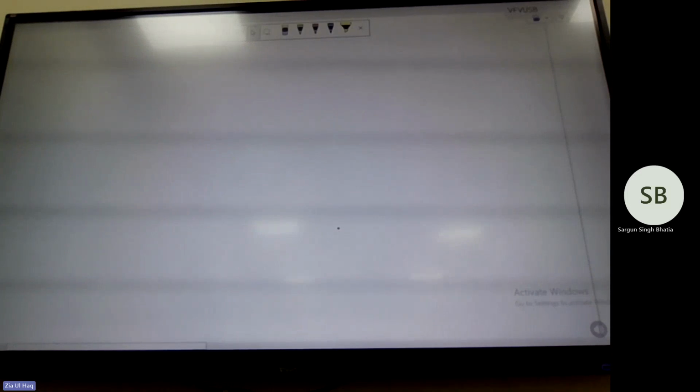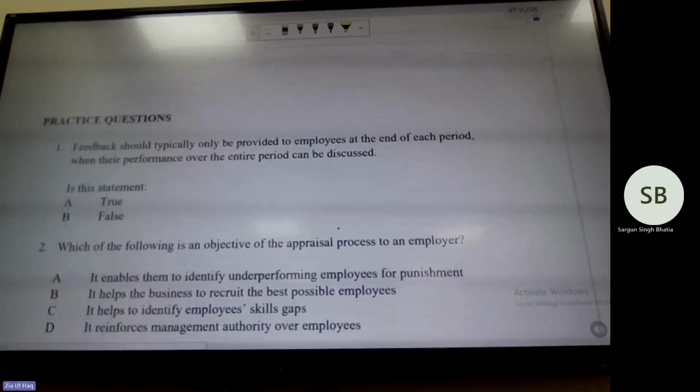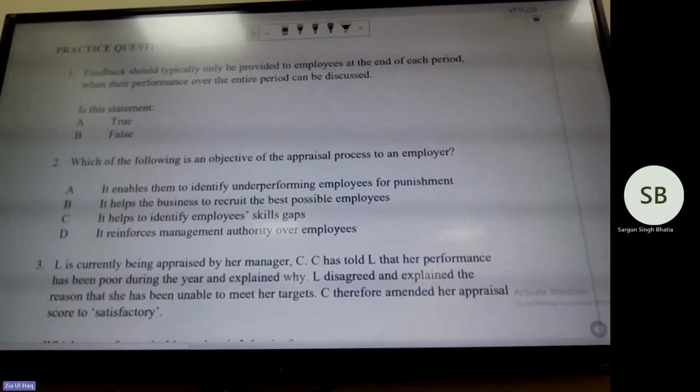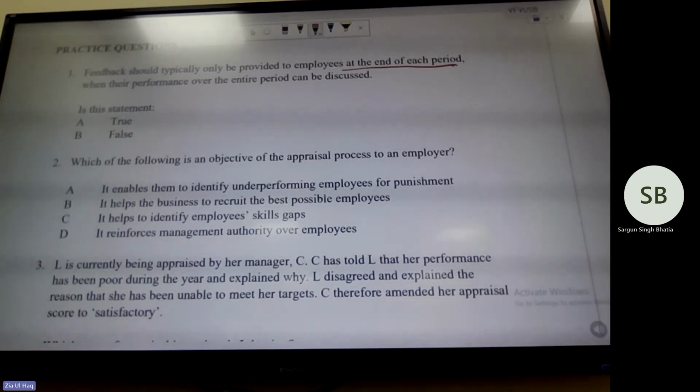So the chapter has ended. Moving towards questions. Feedback should typically only be provided to employees at the end of each period, when their performance over the entire period can be discussed. No, during work, we should also provide them feedback.